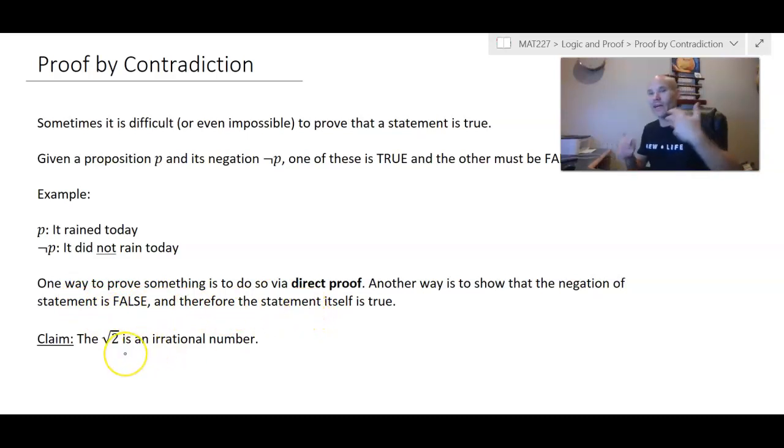Here's a classical example of this. The square root of 2 is an irrational number. This is a classic contradiction proof. And this proof is difficult for one primary reason, and that is, what is an irrational number? Well, we could define that in terms of what we've seen before, like pi is an irrational number because it has two characteristics. It is non-repeating and non-terminating.